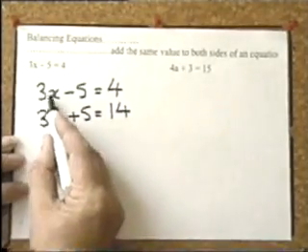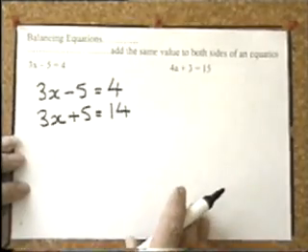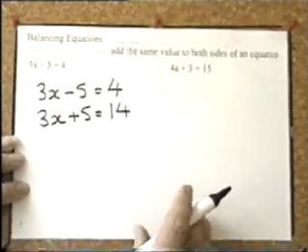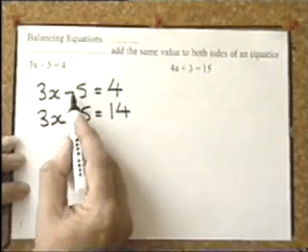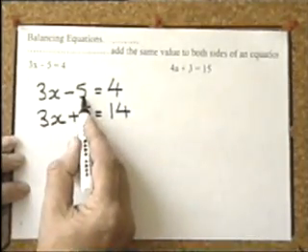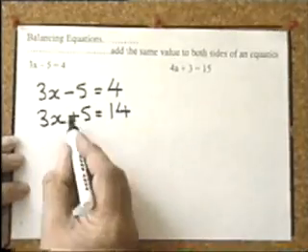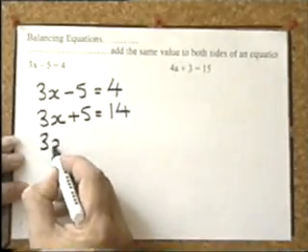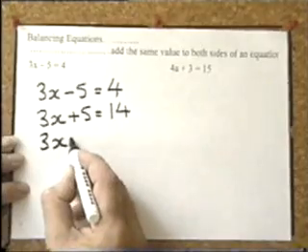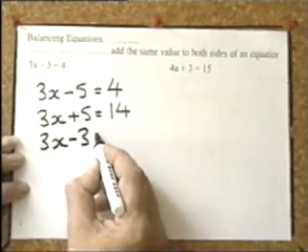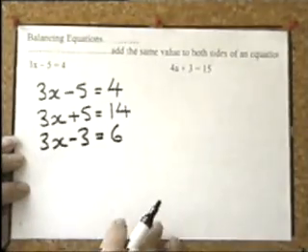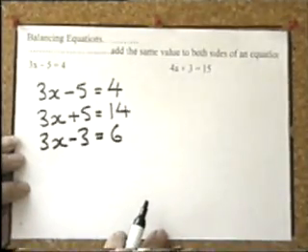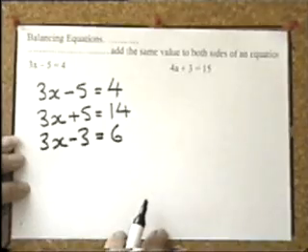Let's go back to the original equation, and let's add 2 to both sides. If I add 2 to this side, it means adding 2 to the minus 5. Adding 2 to that gives me minus 3. And adding 2 to the 4 gives me 6. I can add anything I like to both sides of the equation.